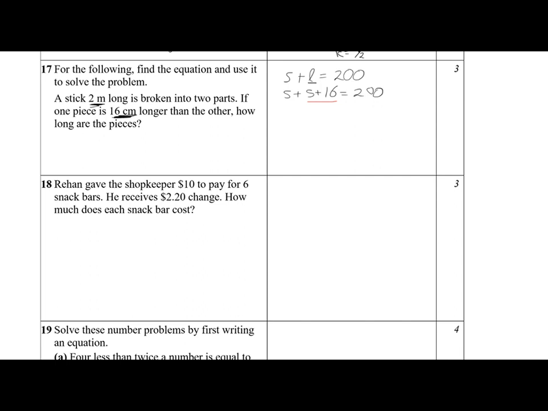Okay, so now I can collect the like terms. One S plus another S will give me 2 lots of S. 2S plus 16 is equal to 200. Okay, now this is an equation we can solve. We know how to do this. This is a 2-step equation. So S multiplied by 2, then plus 16 is equal to 200. Backtrack to find S. We want to take away 16.